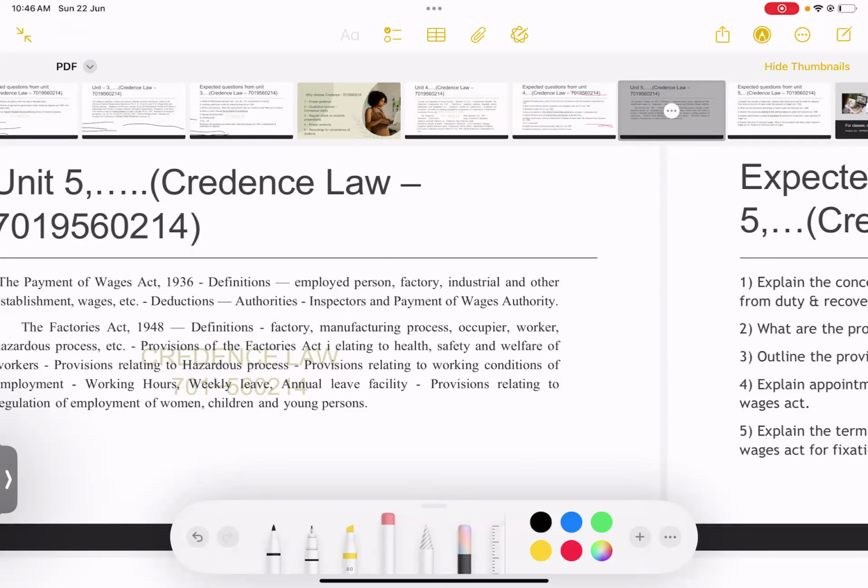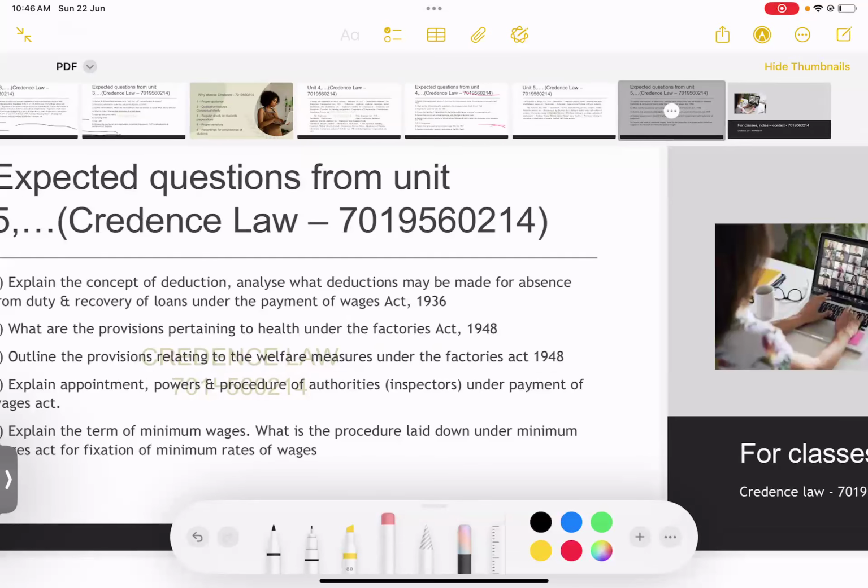Very important is to prepare for chapter 3, chapter 4, and chapter 5. Chapter 3 is health provisions, from section 11 to 20. Chapter 4 is safety provisions, from 21 to 41. And chapter 5 is welfare measures, which deals with sections 42 to 50. These are the expected questions from unit 5.